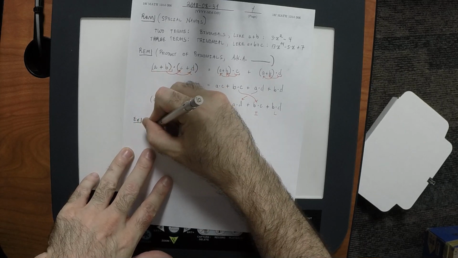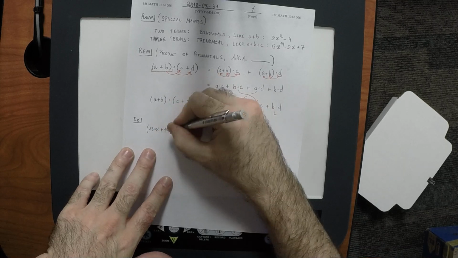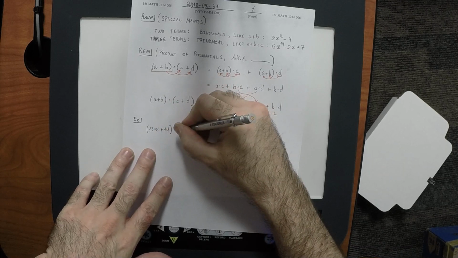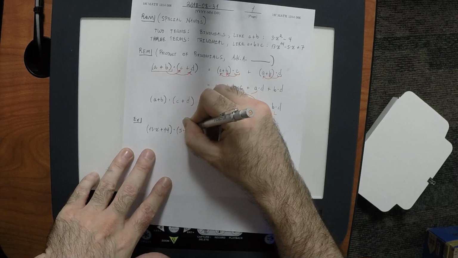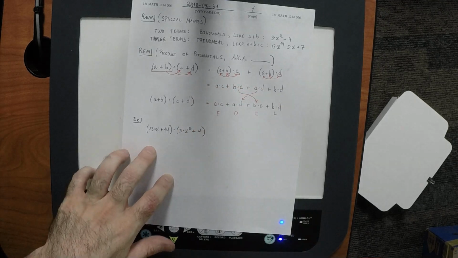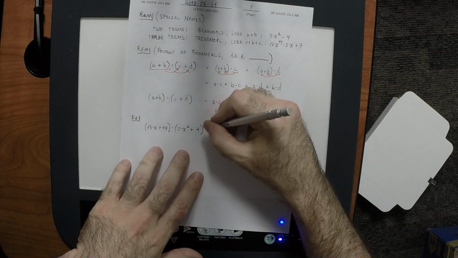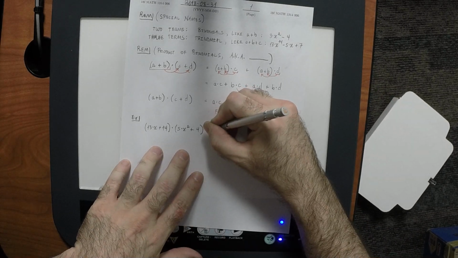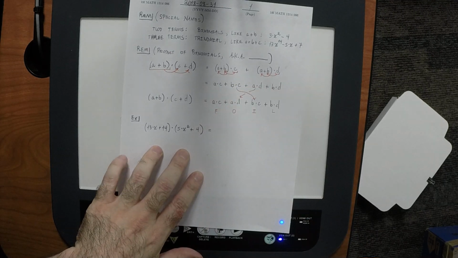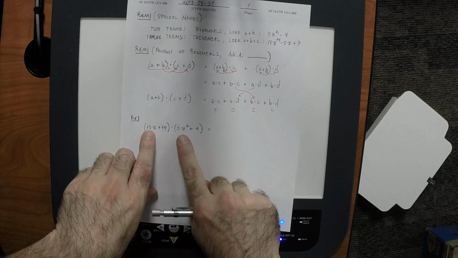So something like 13x plus 14, multiplied by 5x squared plus 4, something like that. So two binomials, and we want to consider their product. All right. Since this is the first time I'm using FOIL, I'm going to do it in slow-mo. So the F terms are those.